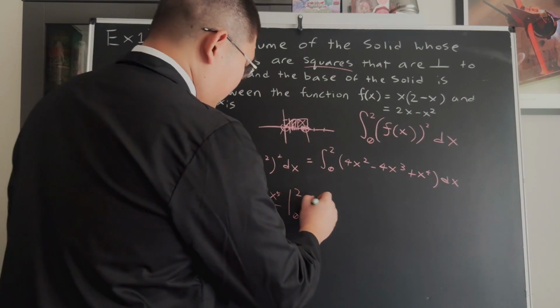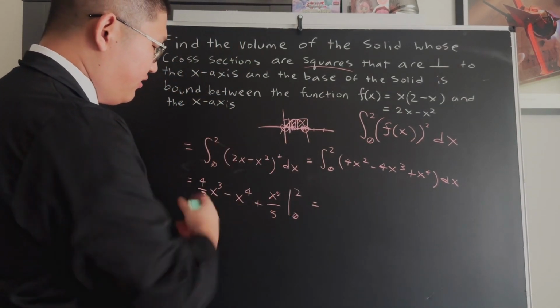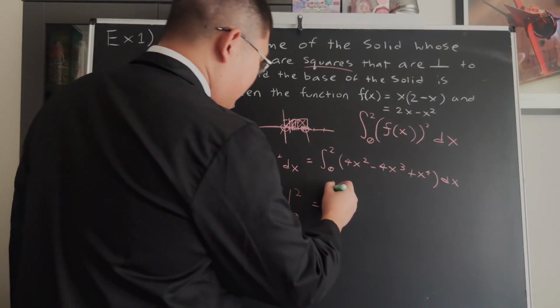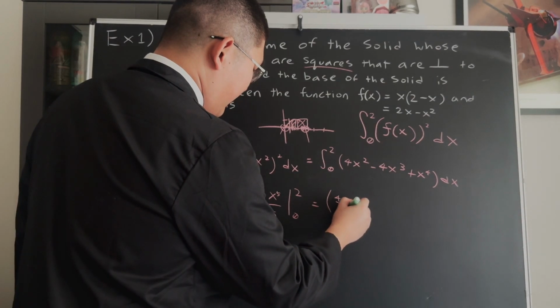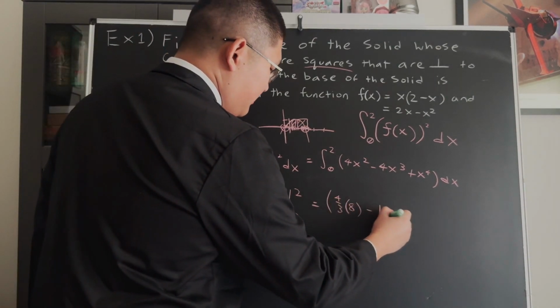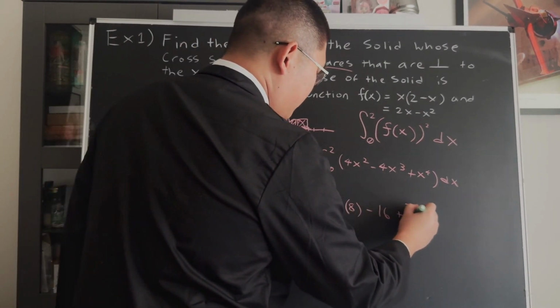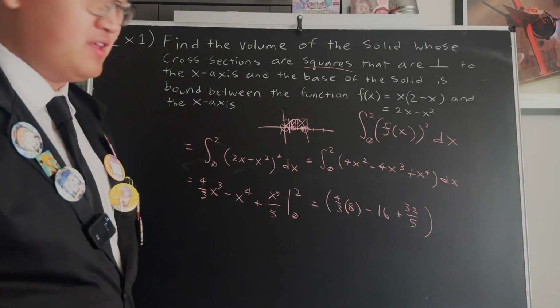And so now, in order for us to then fully define our volume that they were asking for, we just need to do our definite integral limit analysis. And so for our first term, we have 4 over 3 multiplied by an 8, because it's 2 to the third power, minus a whole 16, because it's 2 to the fourth power there. And then we need to add a 32 over 5, which is 2 to the fifth power over there.